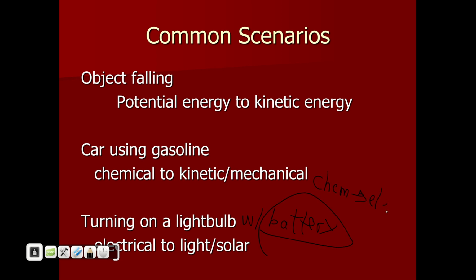So again, there's some very common scenarios involved. This one, turning on the light bulb. No, it doesn't even say flashlight. So that's probably why I'm being a little silly there. It doesn't say flashlight, so guess what? I agree. This should probably be the only answer to this. Electrical to light solar. If I flip a switch, I'm using electricity and it's creating light. Some people could say it creates thermal energy too. I agree. They create heat.